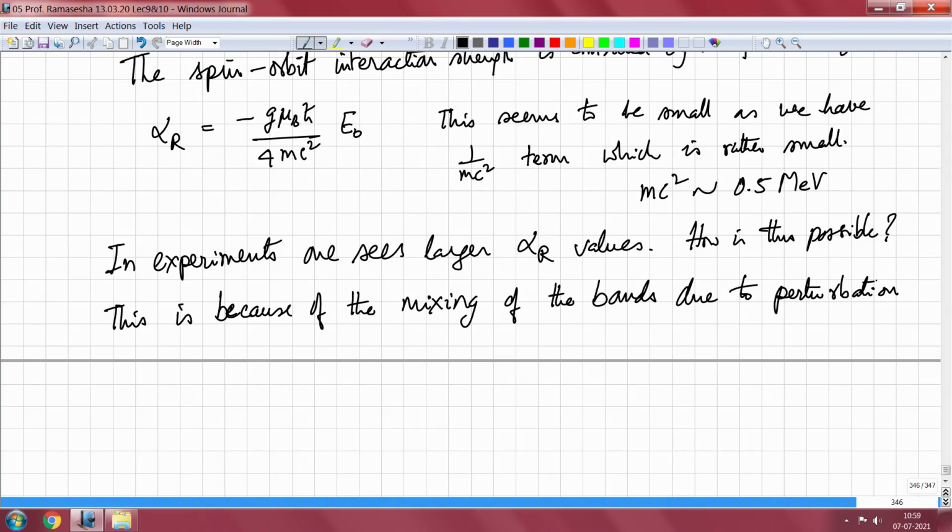So if you are looking at an S band, the S band can actually interact with the P bands above, and this interaction between the S and the P bands can actually reduce the denominator. The denominator, instead of becoming mc squared, becomes actually a gap.